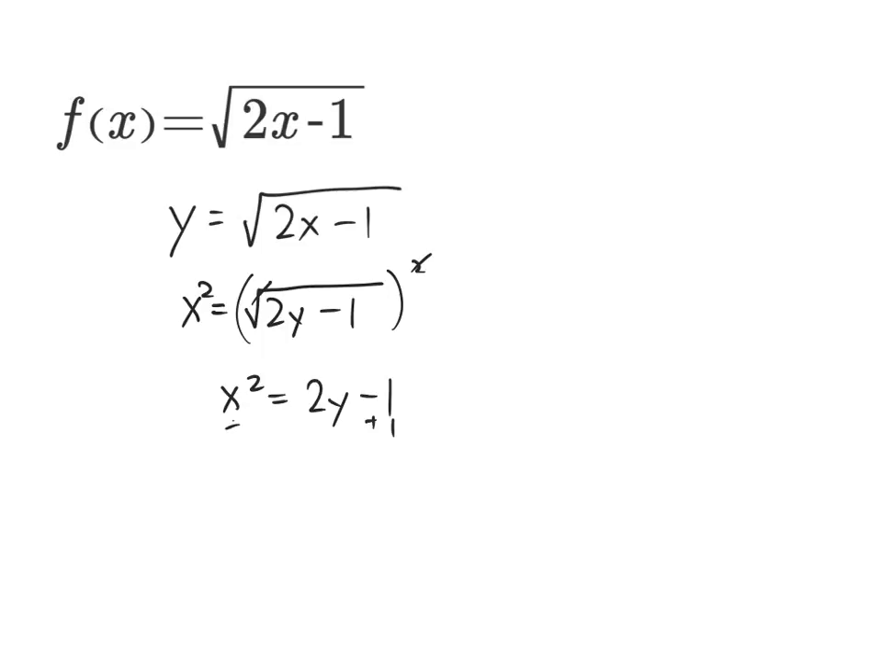Add 1 to both sides. So you end up getting x squared plus 1 equals 2y. Now divide by 2, divide by 2. So you end up getting y equals x squared plus 1 over 2.